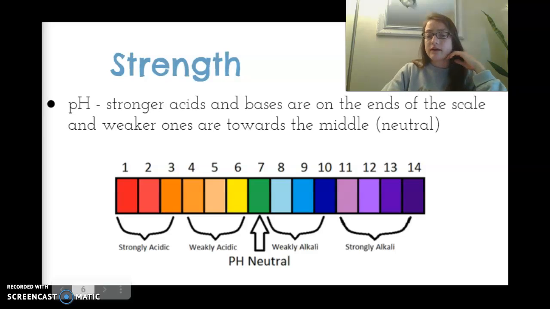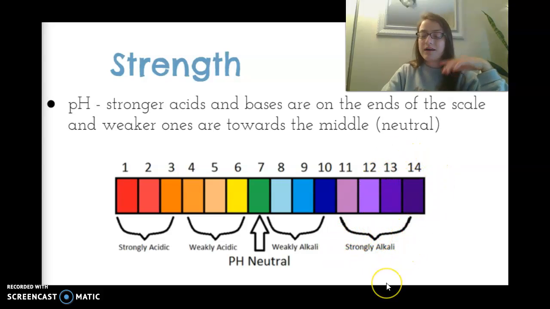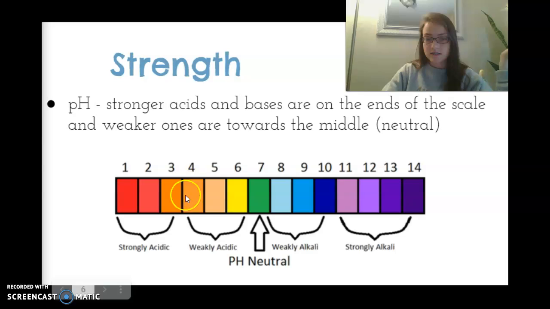Strength also, we can recognize strength based on the pH scale. So stronger acids and bases are at the end of the scale. So we can see these very low pHs are going to be strongly acidic, and the very high pHs are going to be strongly basic. We also use the term alkali for basic things. And the weaker ones are towards the middle as we approach the number 7, which is neutral. These are going to be our weaker acids and bases.